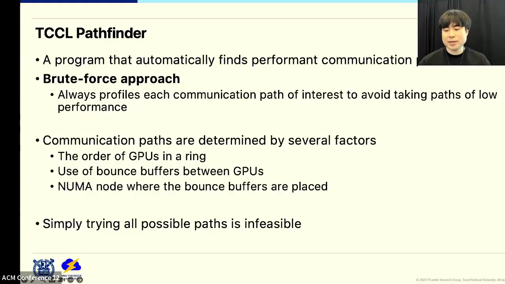TCCL pathfinder is the main component that automatically finds performant communication paths. So the key idea here is that it takes a brute force approach. It enumerates all possible communication paths and always profiles each path to avoid taking paths of low performance. However, communication paths are determined by many factors, such as the order of GPUs in a ring, whether to use a bounce buffer, and the NUMA node where the bounce buffers are placed. So simply trying all paths is infeasible.